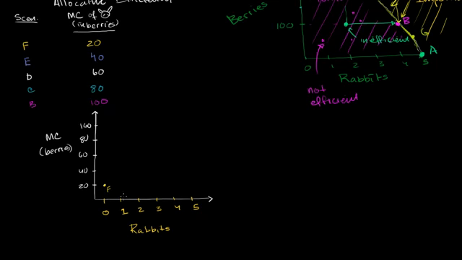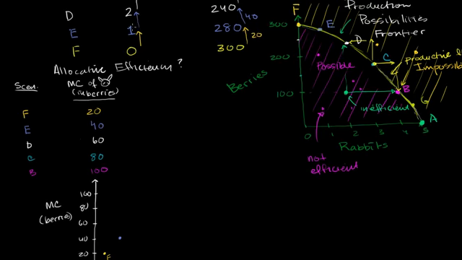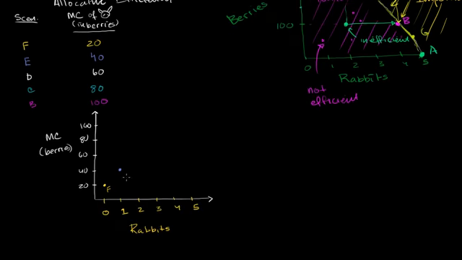Scenario E, that's one where we already had 1 rabbit, and we are thinking about the marginal cost of getting another one. So that's scenario E right over there. This is scenario D. Marginal cost is 60. We already have 2 rabbits, and we're thinking about getting a third. That's scenario D. And then scenario C. We already have 3 rabbits, thinking about getting a fourth. That's scenario C. And then finally, we have scenario B, where we already have 4 rabbits, and we're thinking about getting a fifth, and we would have to give up 100 berries to get that fifth rabbit. So that's scenario B right over there.